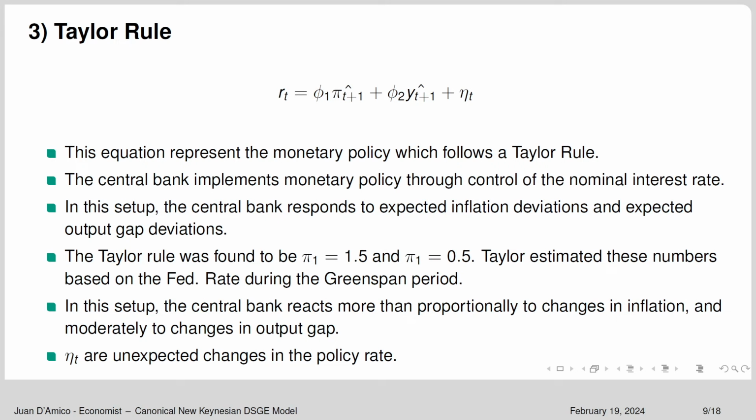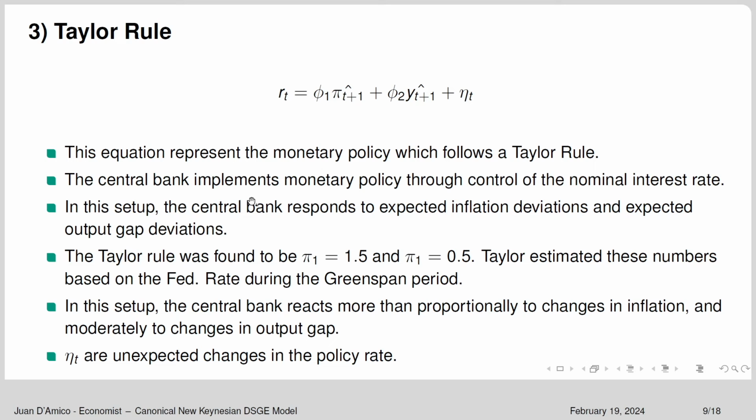Let's discuss now the last equation in this model, which is the Taylor rule. Let's recall the first equation was the IS curve. It was the demand side of the economy. The second equation was the Phillips curve, which was the supply side of the economy. And the last equation then is the Taylor rule, which is going to represent the monetary policy.